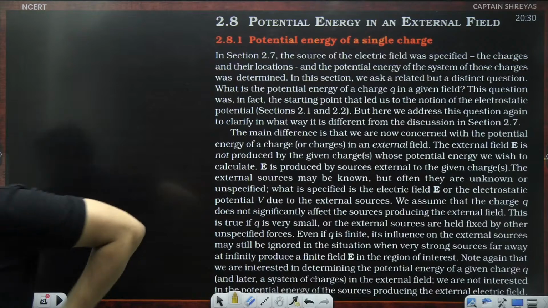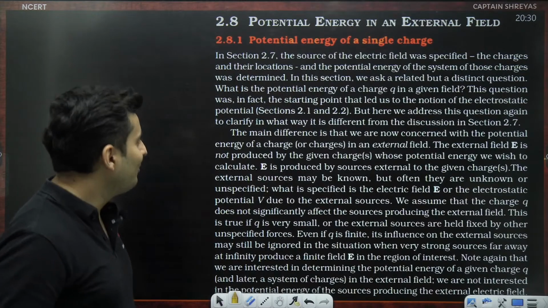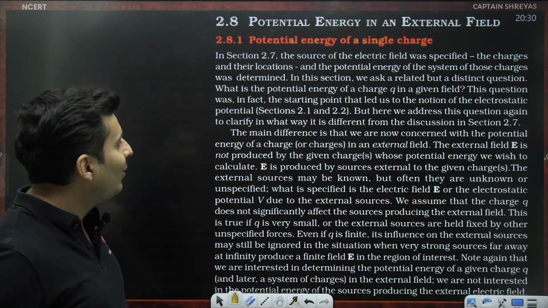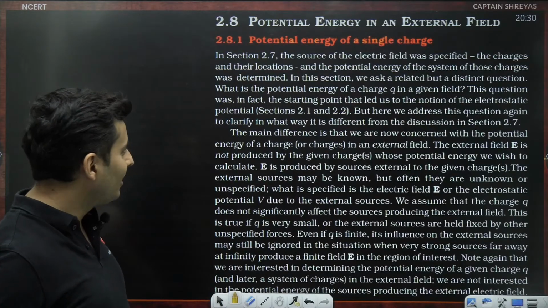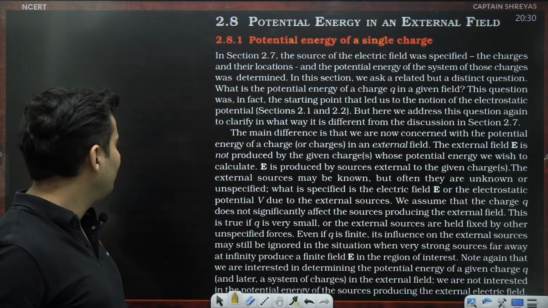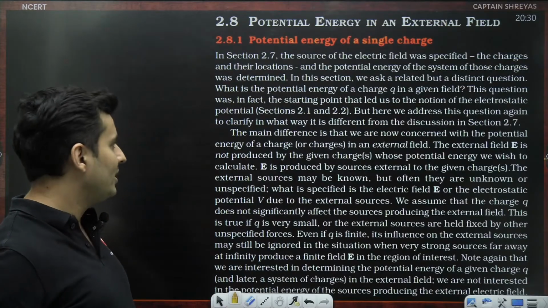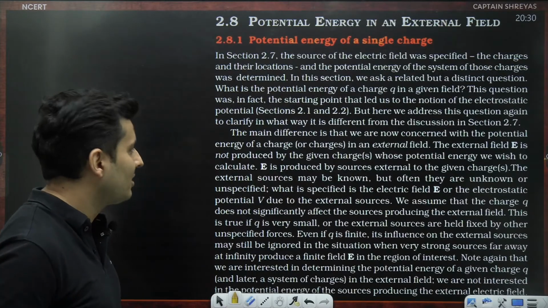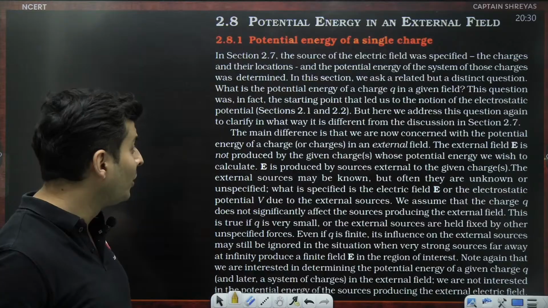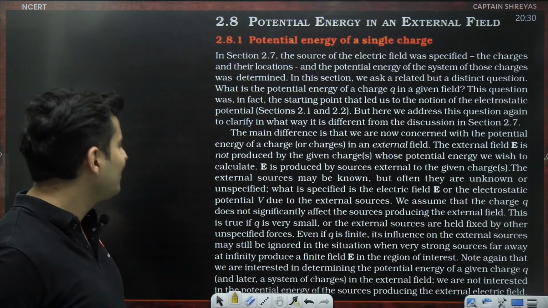Alright, so the main difference is that we are now concerned with the potential energy of a charge in an external field. The external field is not produced by the given charge whose potential energy we wish to calculate; it is produced by some external source, and the external source may be known, but often it is unknown or unspecified.